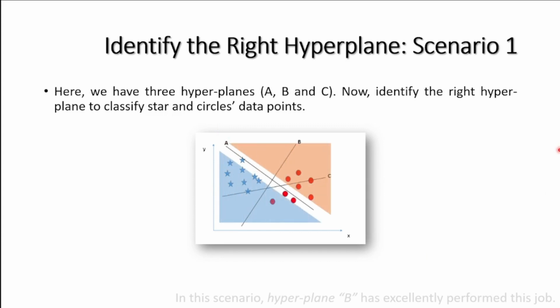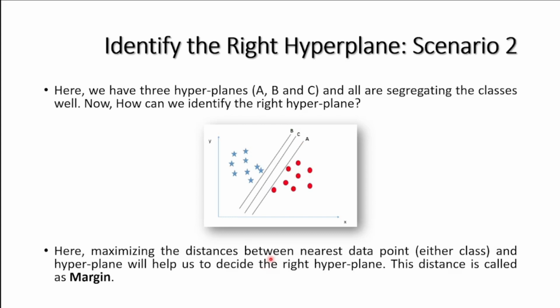When we talk about A, this is the separation between the 2 classes based on hyperplane A. We can see stars and the red circle are mixed with each other, while this could be good enough in the sense of classification, the choice of C is also mixed between stars and red circles. So at the end of the day, in this scenario, hyperplane B has performed this job excellently, right? Because the stars are separated in the star group, while the red circles are separated in the same class that lies in the red circle data.